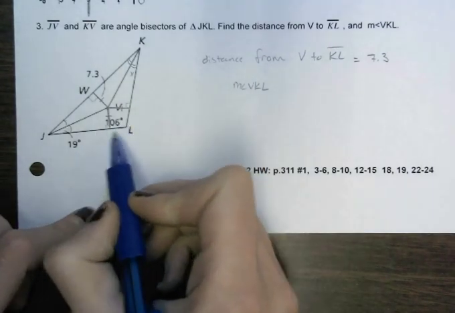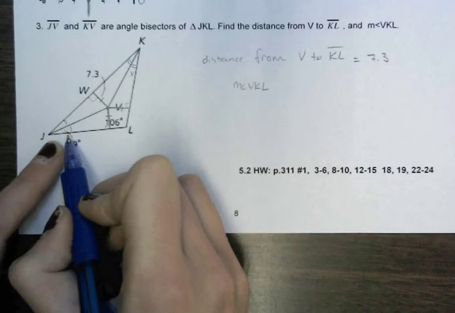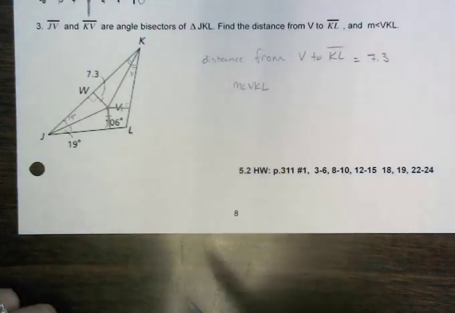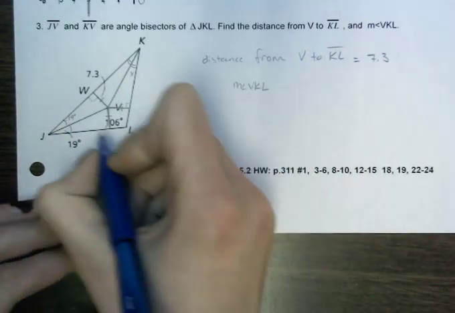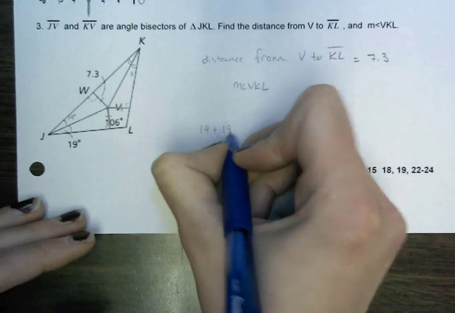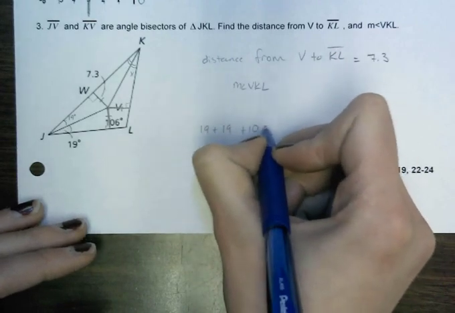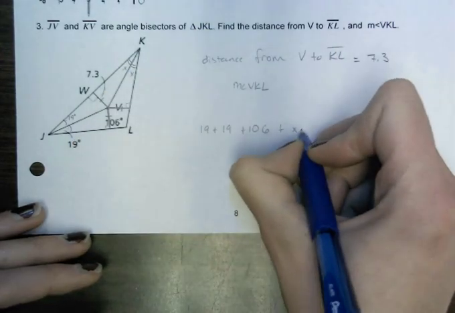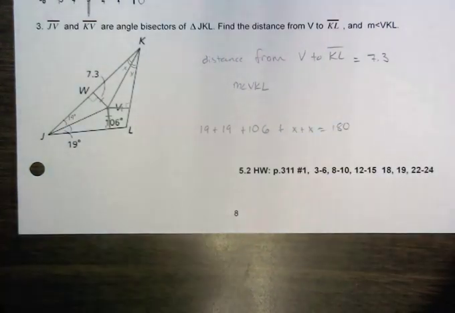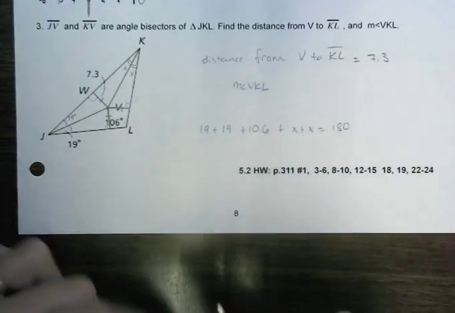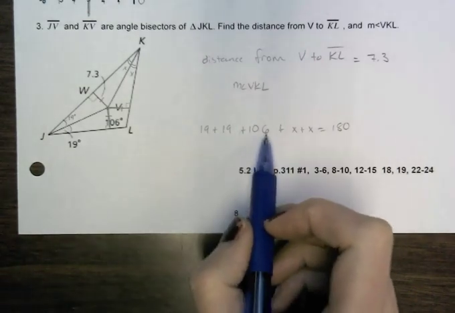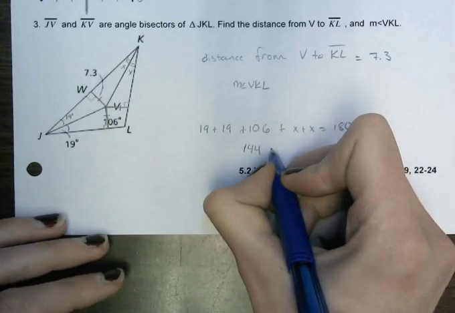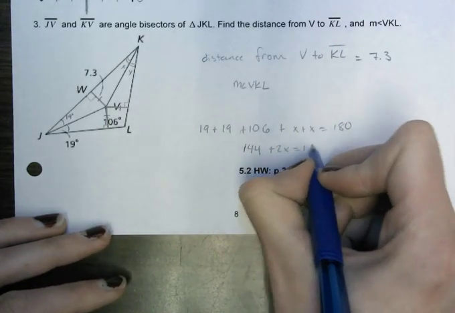So I know that this angle L is 106. This piece of J is 19, so this one would also be 19 degrees. So all of those together have to add up to 180. So I could say 19 plus 19 plus 106 plus, and then I've got kind of 2 x's there, right? Has to equal 180 by the triangle sum theorem. So we can add these together and solve. So I get 38 plus 106 is 144. So 144 plus 2x equals 180.